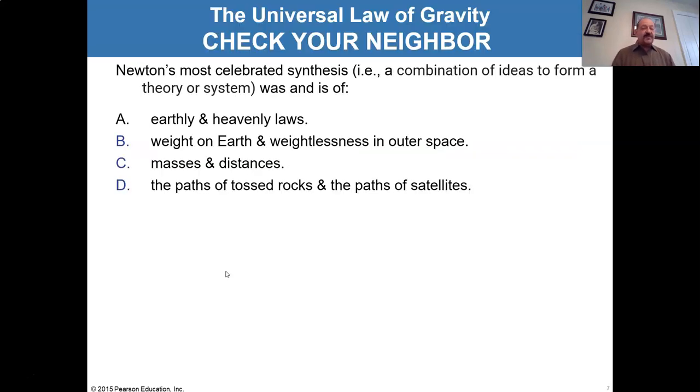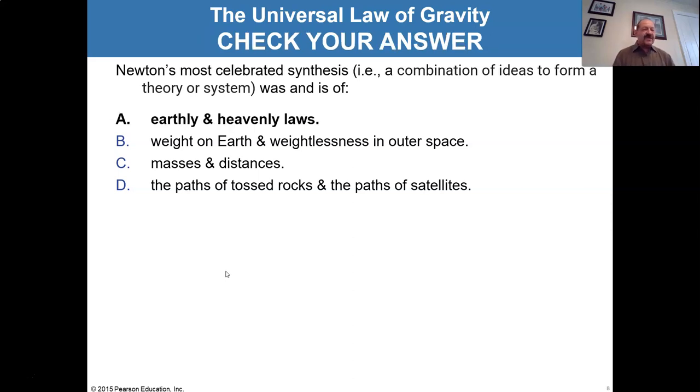So Newton's most celebrated synthesis, the Newtonian synthesis, the combination of ideas to form a theory or system, that's what we mean by synthesis, was and is of: A, earthly and heavenly laws; B, weight on Earth and weightlessness in outer space; C, masses and distances; D, the paths of tossed rocks and the paths of satellites. Well, the best answer is A, earthly and heavenly laws. It's everything, which encompasses most of B, C, and D as well.